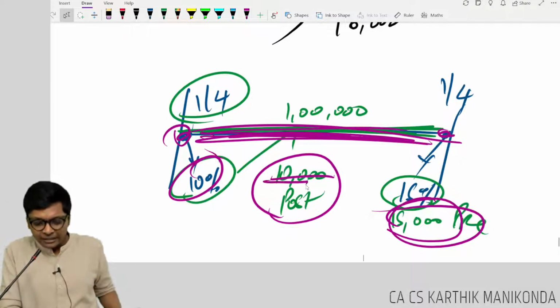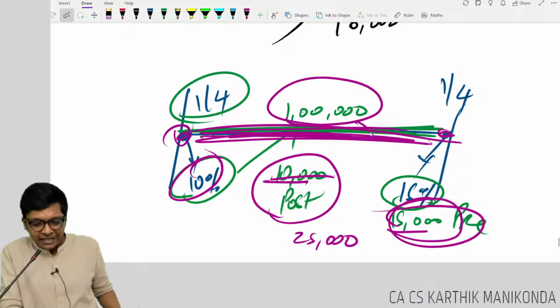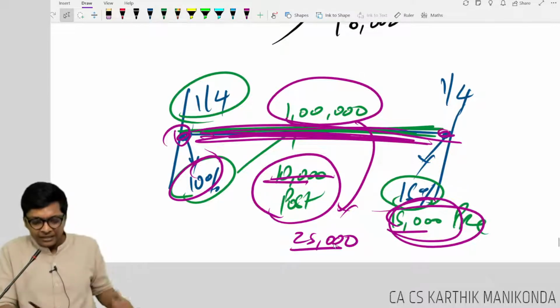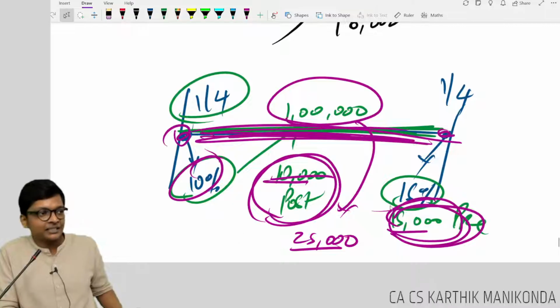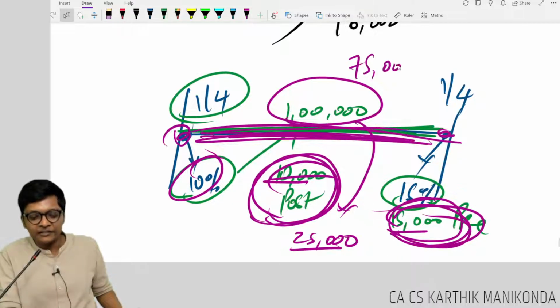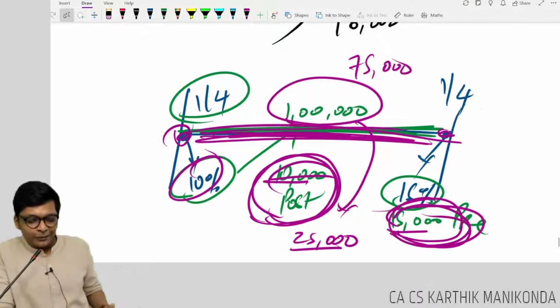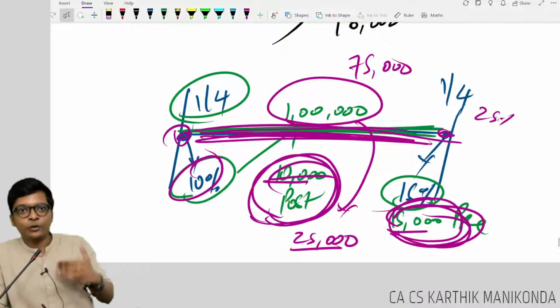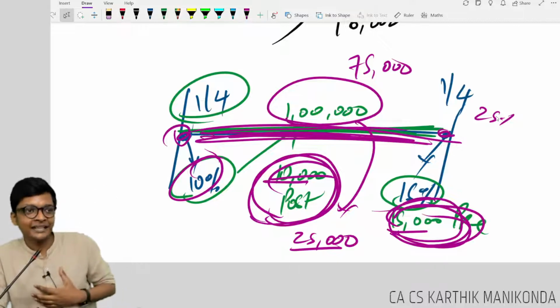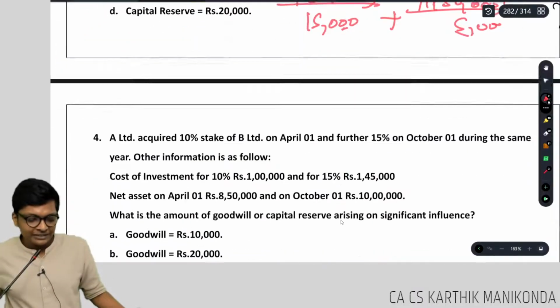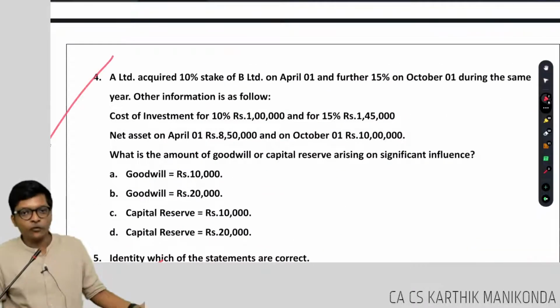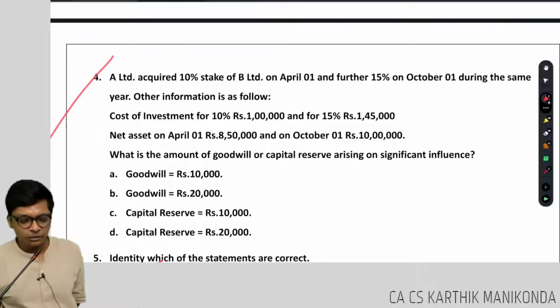Okay, I got 10, 15, 25,000 I figured out. Out of this 1 lakh, 25,000 is mine. In that, 10 is post, 15 is pre. What about the remaining 75,000? Others, not mine. I have only 25%. Others, I don't care about it. I am the minority. Are you following? Are you getting it, guys? Okay. With the same logic, do MCQ 4, the last one. With that, we can close this chapter.